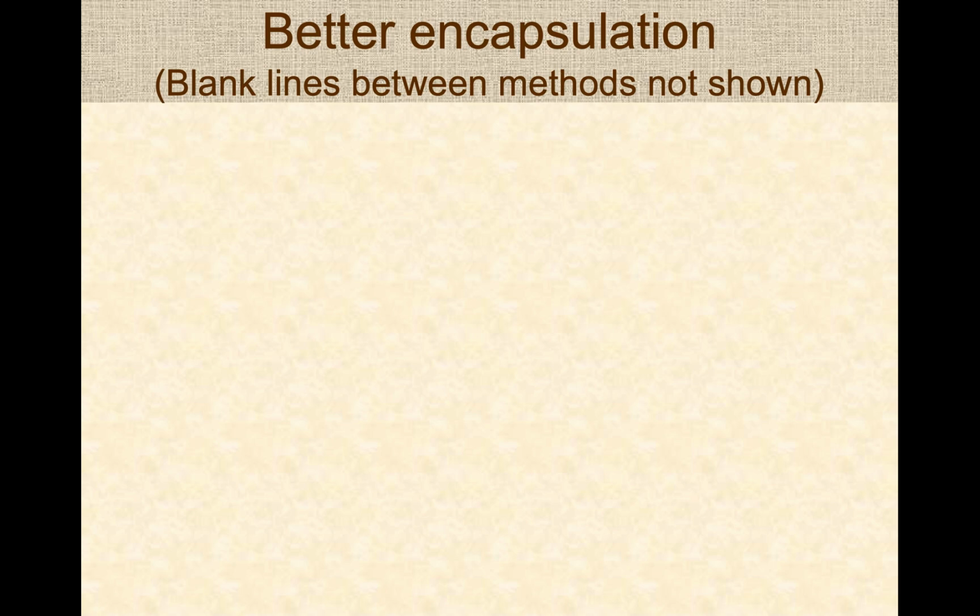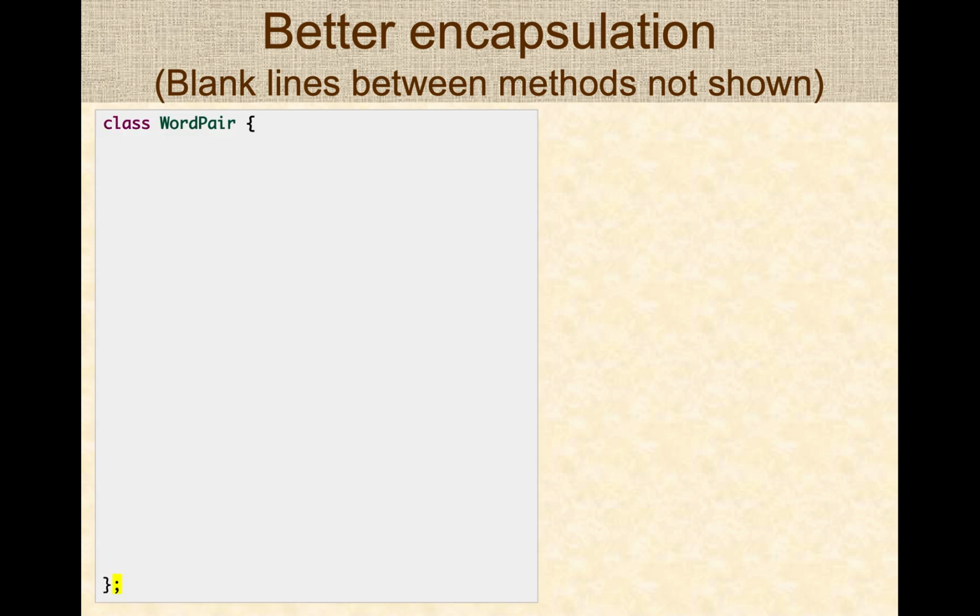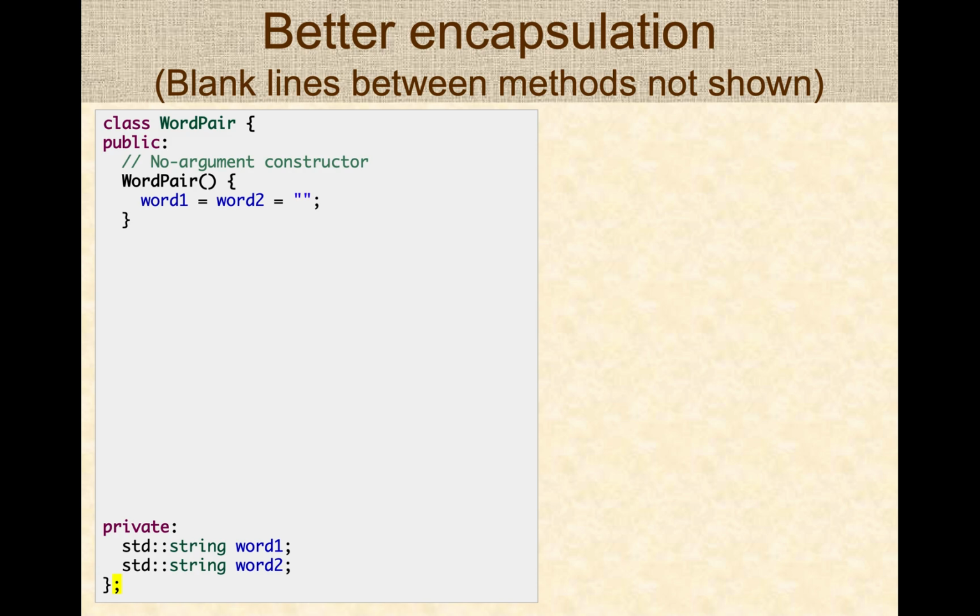Now let's look at some more advanced concepts with object-oriented programming in C++. So let's continue with our word pair example, except this time we are going to make word1 and word2 be private, so this gives better encapsulation. And now that these are private, you will not be able to directly access these instance variables like we did in the previous example. So instead, you would have to provide some kind of a constructor that initializes the words.